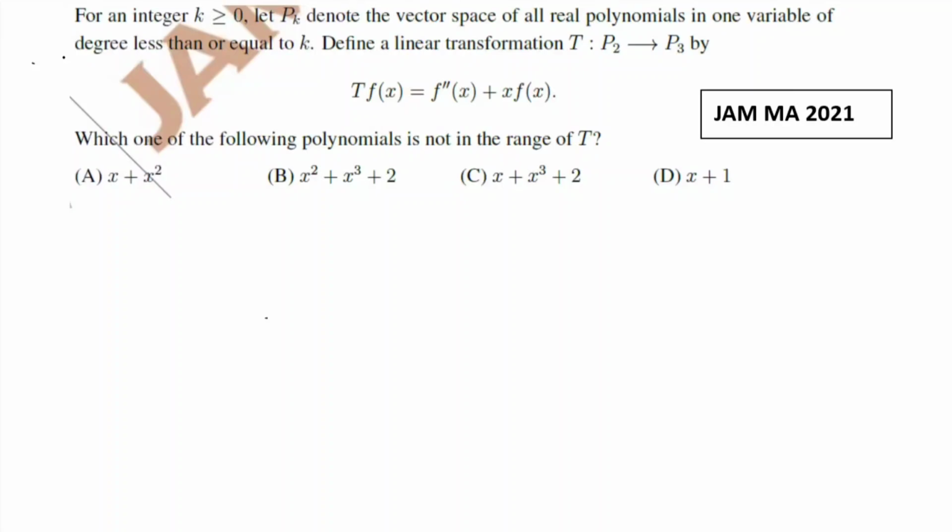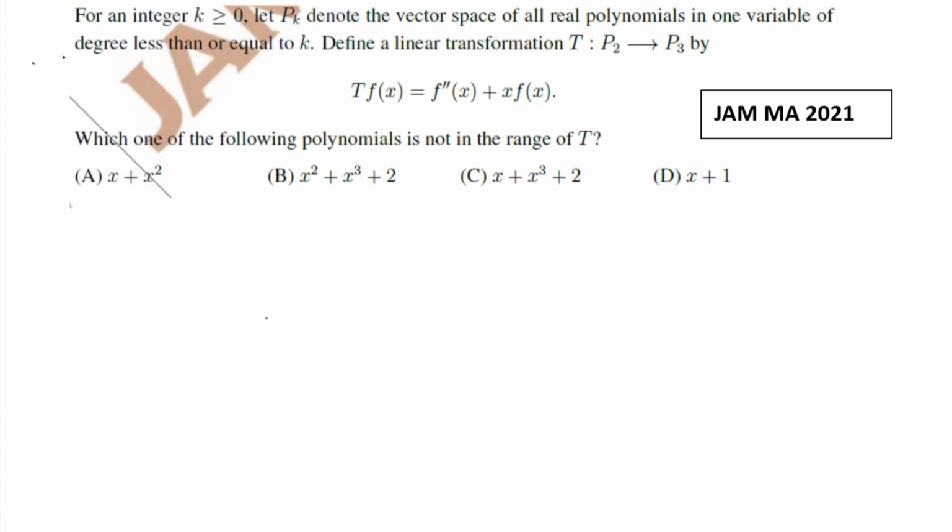Today I will solve a question of a JAM exam. The question is: given an integer k greater than or equal to 0, let Pk denote the vector space of all real polynomials in one variable of degree less than or equal to k. That is, Pk is the set of all polynomials with degree less than or equal to k.